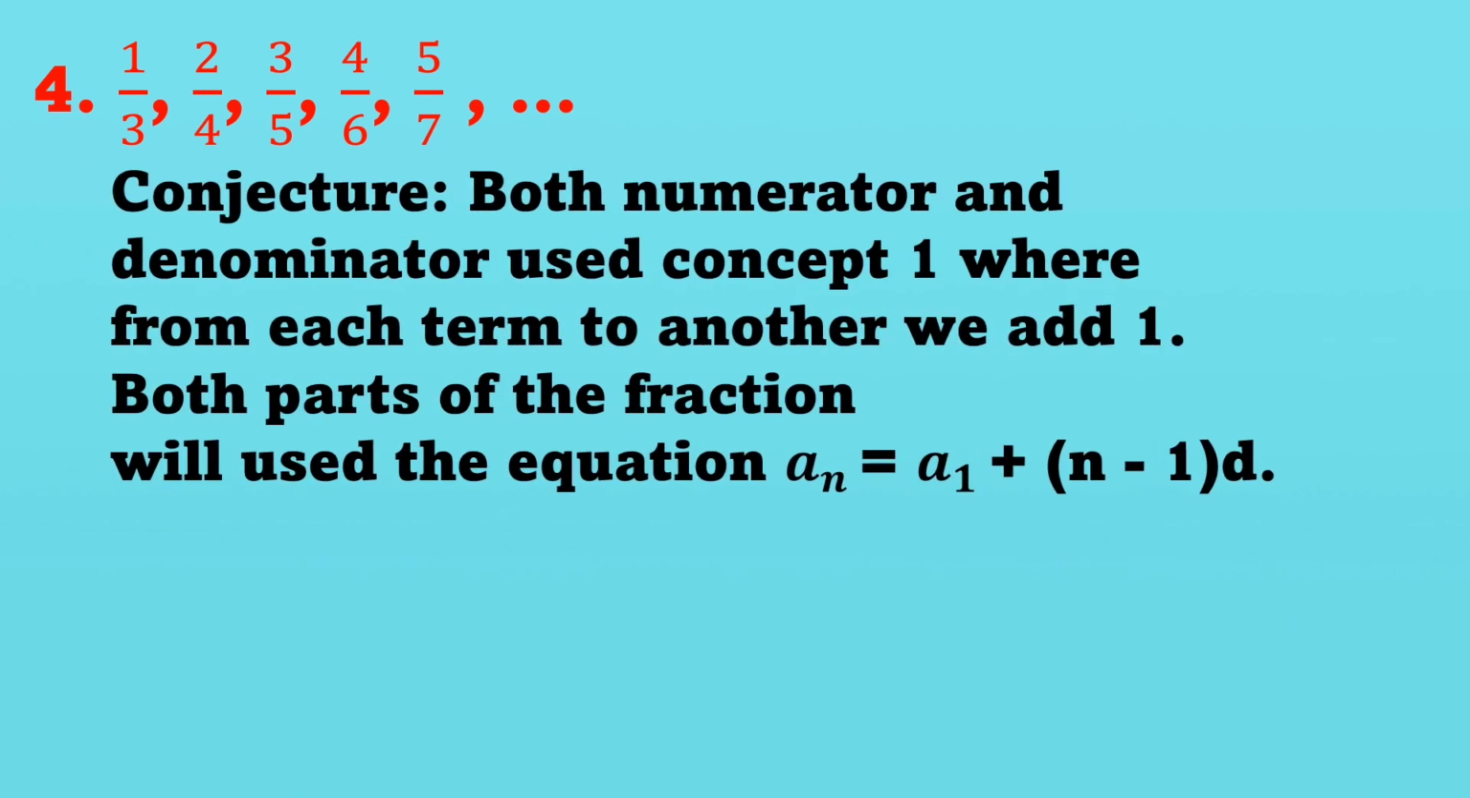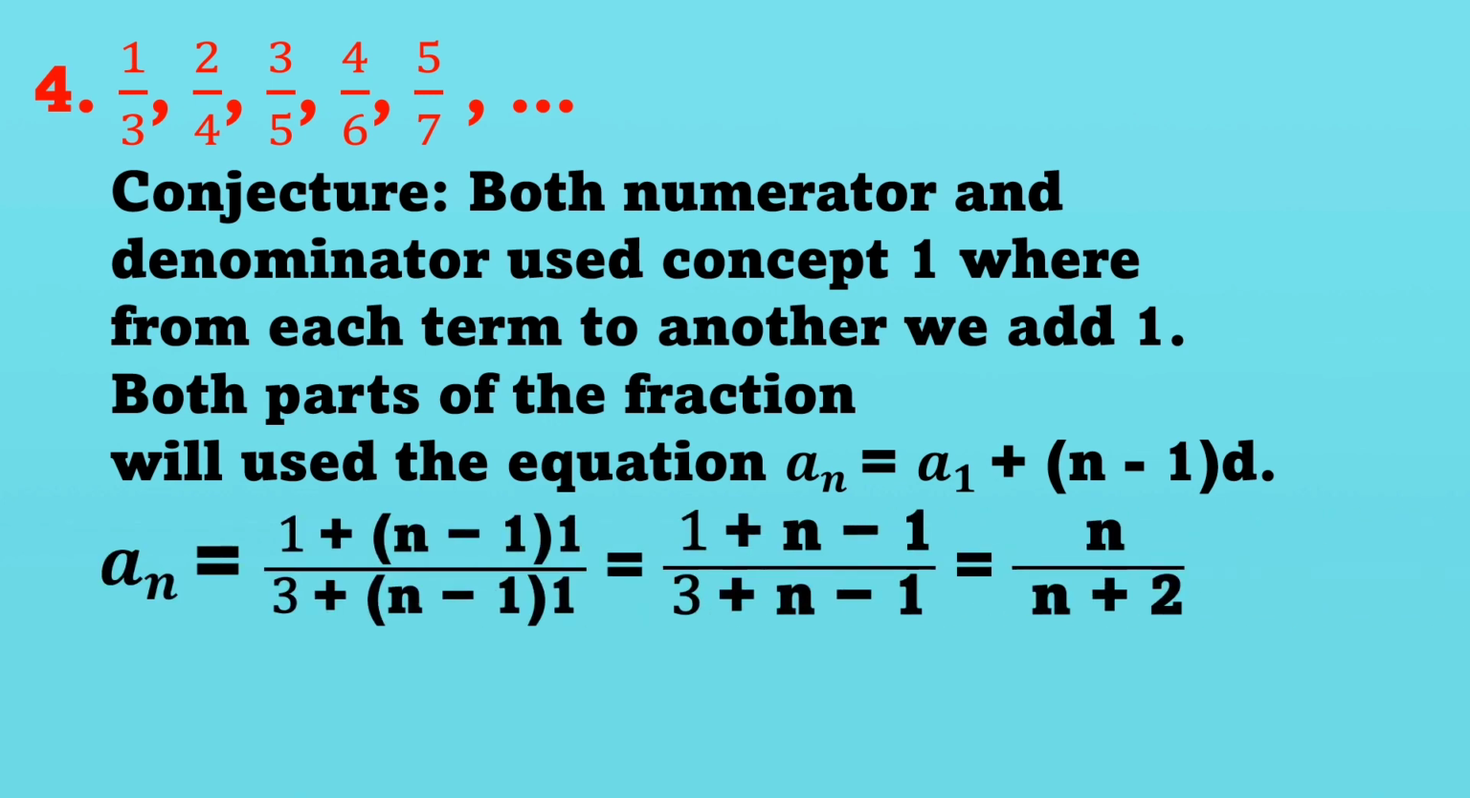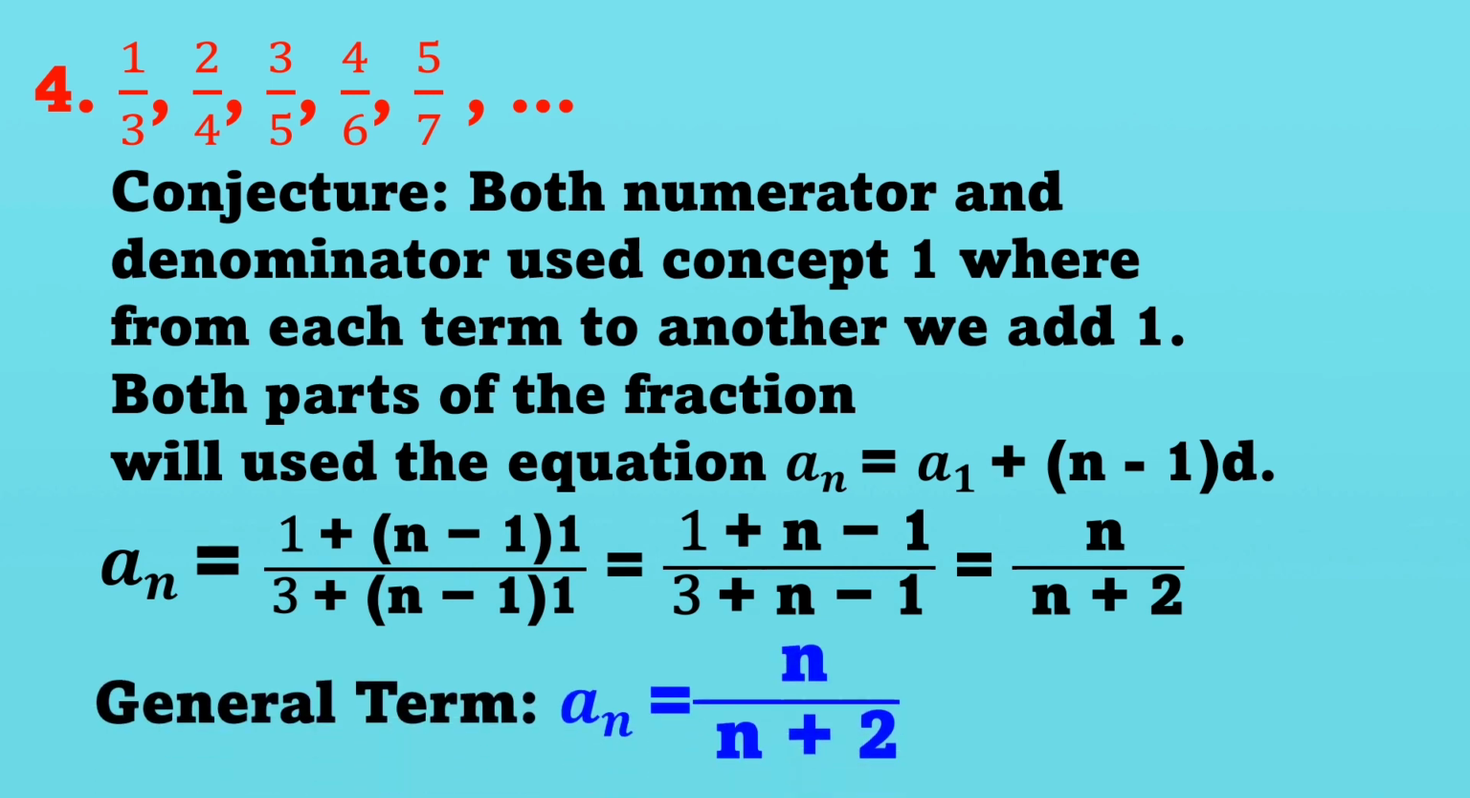Number 4, 1/3, 2/4, 3/5, 4/6, 5/7, and so on. Using inductive reasoning, how will you describe the terms of the sequence? What will be the conjecture? Both numerator and denominator use concept 1, where from each term to another we add 1. Both parts of the fraction have d equals 1, and use the equation a sub n equals a sub 1 plus n minus 1 times d. Substituting a sub 1, which is 1 in the numerator and 3 in the denominator, we have this solution. Therefore, by simplification, the general term here is a sub n equals n all over n plus 2.